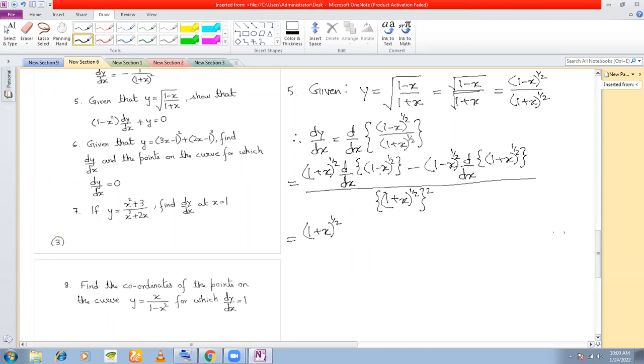And in order to differentiate this, what is the rule that we apply? Let me write the rule here to remind you: d/dx of (ax plus b) to the power of n is equal to n into (ax plus b) to the power of n minus 1 into a. This is the rule that I had told you. So if you want to differentiate this, a here is minus 1, the coefficient of x, and n here is half. So we can write this as half into (1 minus x) to the power of half minus 1 into the coefficient of x, which is minus 1.